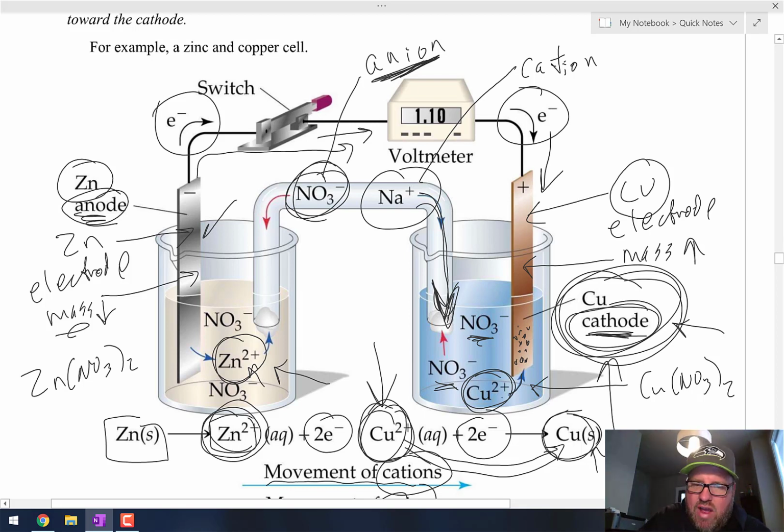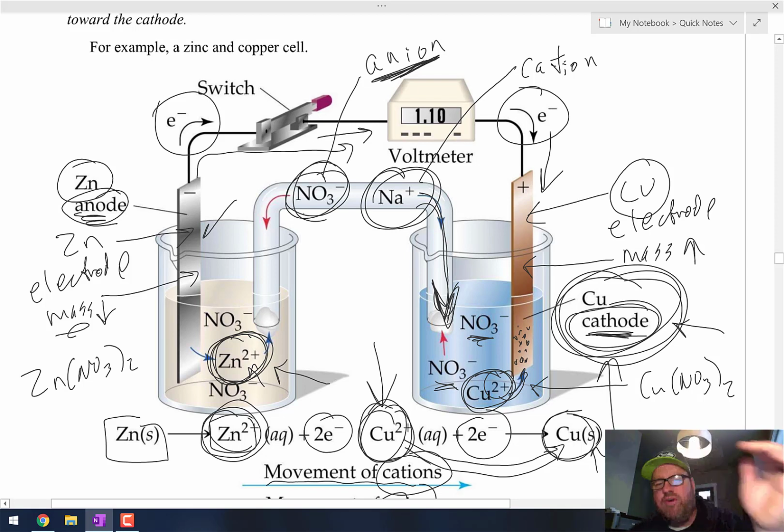Notice that for every 1 copper you lose that has a +2 charge, you're going to need 2 sodiums to balance that out. You've got to balance out the charges completely. So for every one of these zincs that comes in here, you need 2 nitrates to balance that. And then for every 1 copper you lose here on the other side, you're going to need 2 of those sodiums to balance that out.